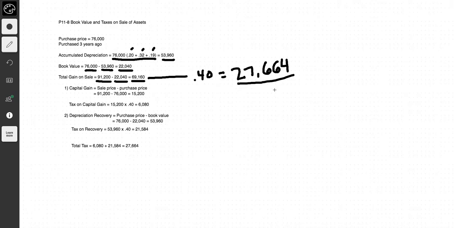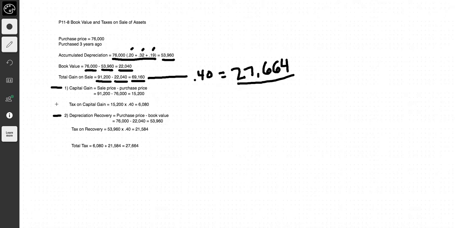But what this problem is asking you to do is take this total tax amount and break it up into the two pieces that are involved with the gain on the sale. With a gain on any sale, we have two potential gains. We have a capital gain and we have depreciation recovery. Now this is the first time we're really running into a capital gain because most of the time we're selling the asset for less than what we bought it for. So there's a salvage value that's less than what we actually bought it for.